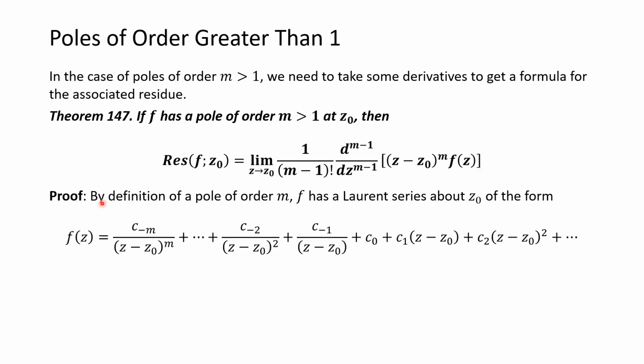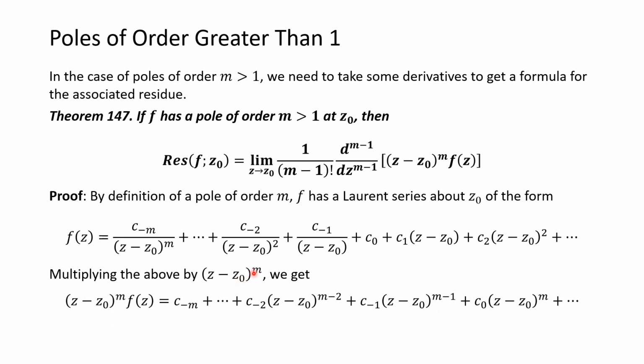And we can prove that. First, we note that by the definition of a pole of order m, the Laurent series has this form here. It has m terms with negative powers, and the rest of the terms with negative powers have coefficient 0. We multiply both sides of this by (z minus z sub 0) to the m power, and we get this expression. And we need to continue on the next slide.